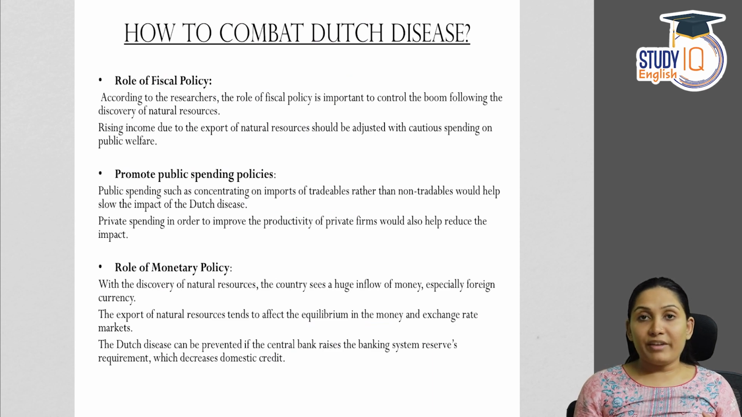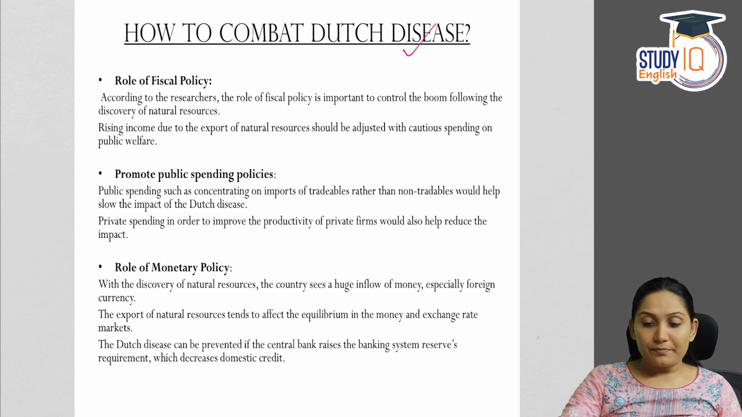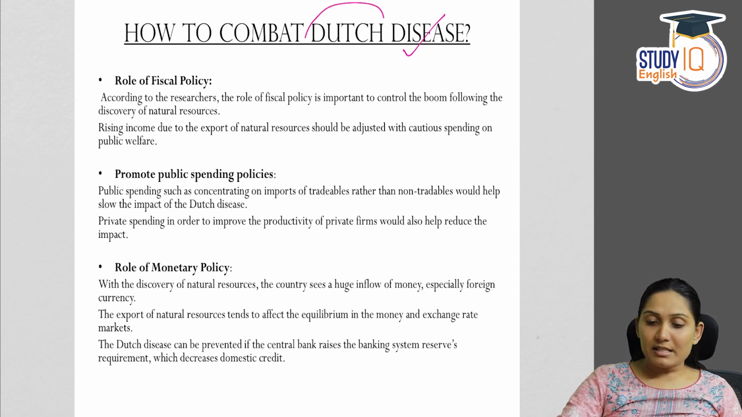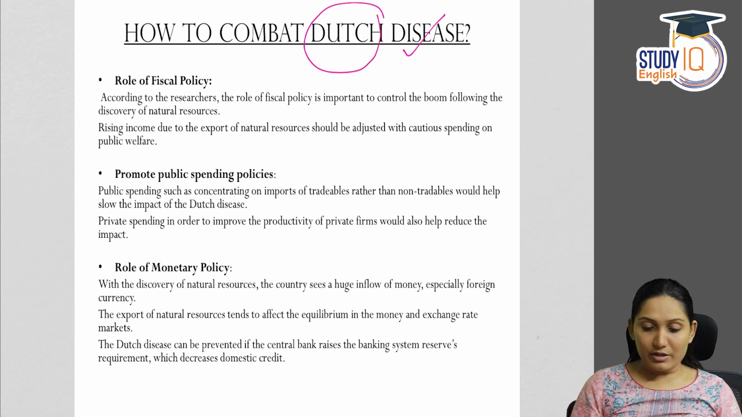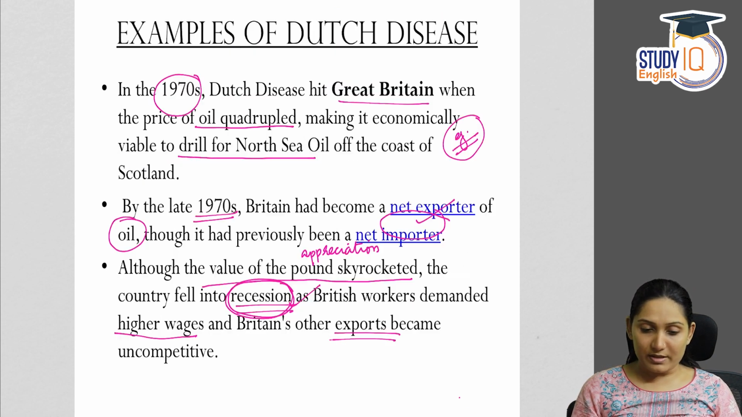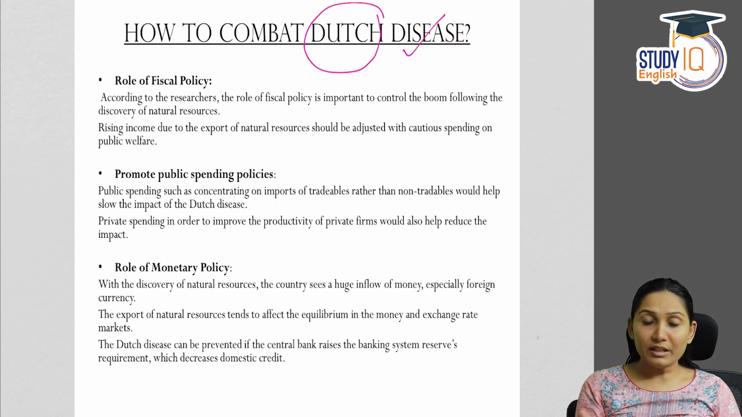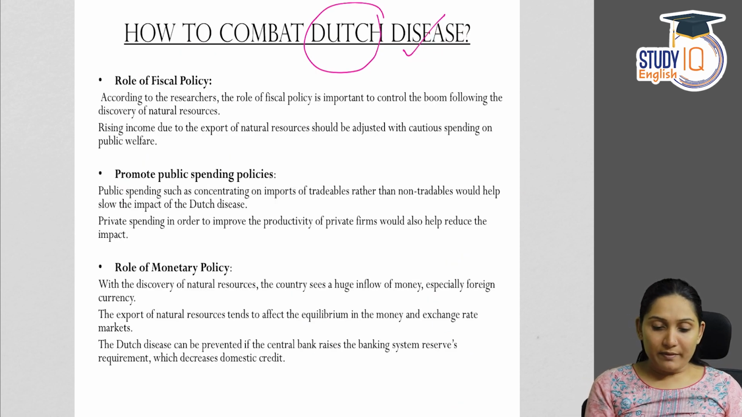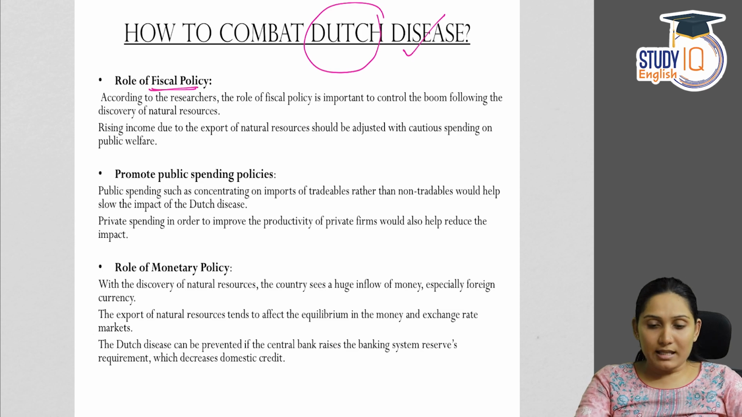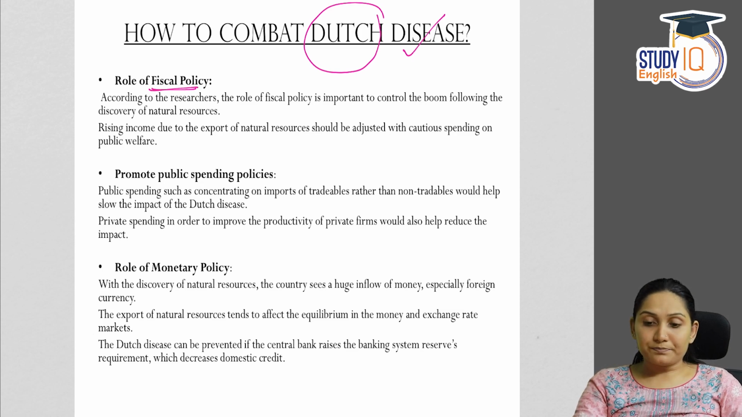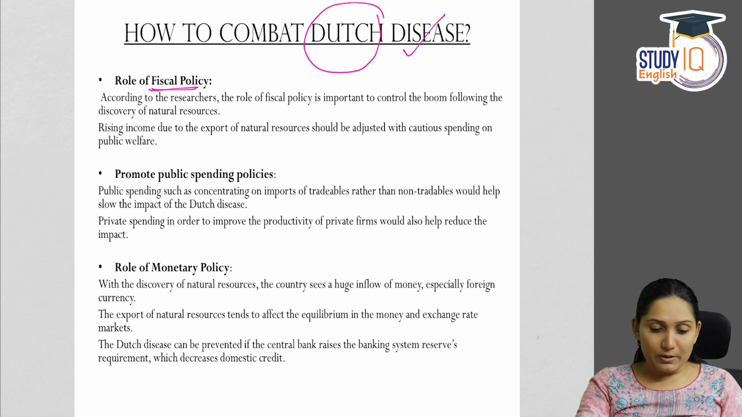Now, what are the ways in which Dutch disease can be combated, or how can it be confronted? See, the name Dutch disease has come from Dutch, wherein this problem was first identified. The Economist magazine identified this problem in the Netherlands. That's how the name has come up. So first we will see what is the role of fiscal policy: how to combat the Dutch disease and the role of fiscal policy.